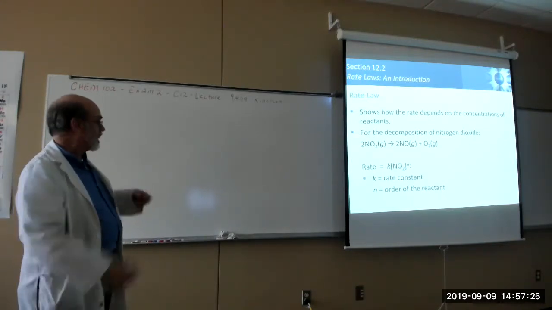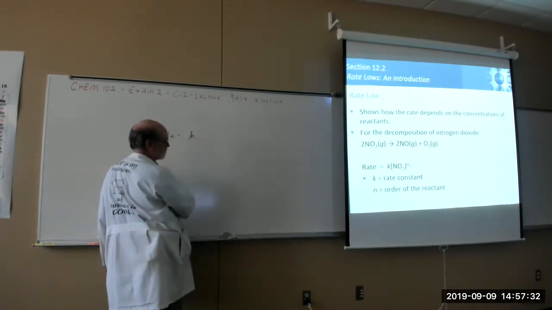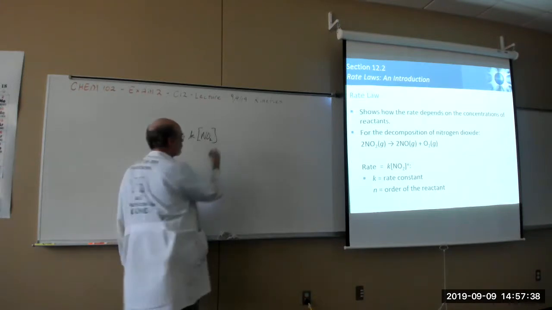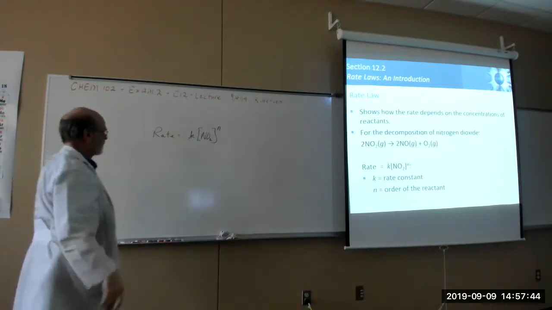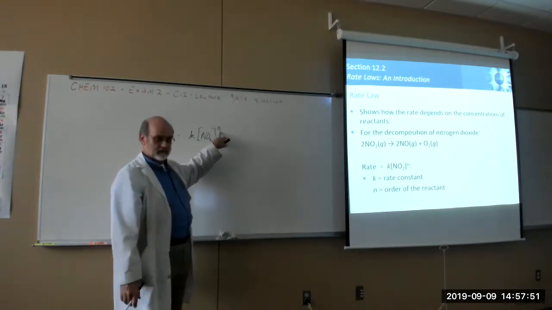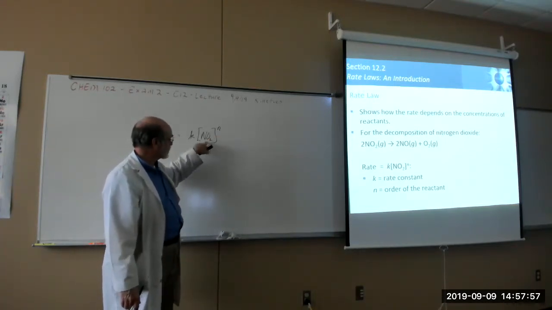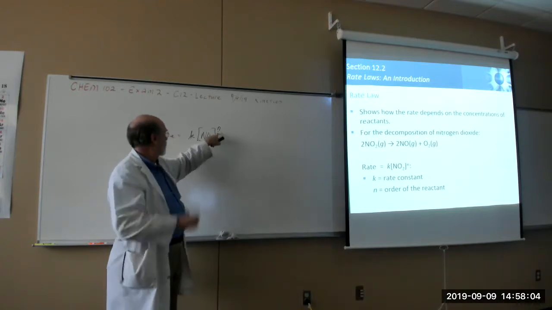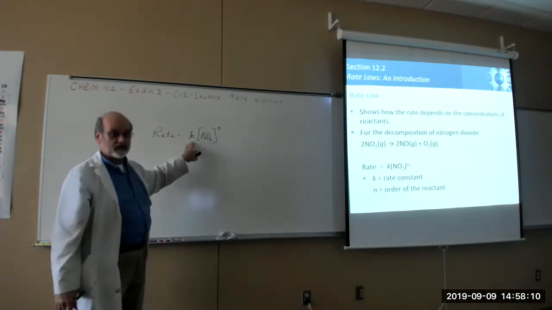So for this reaction, a general rate law would be a rate constant times the concentration of nitrogen dioxide raised to some power. In order to be a complete expression of the rate law, we would need a value for n, which is also known as the order of the reactant. So whatever is inside the parentheses, this refers to it in terms of its order, and a rate constant. And that's just what it says it is. It is a constant. It doesn't change.